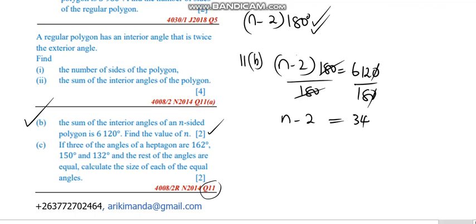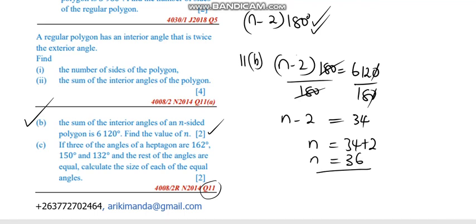Alright, what is the value of n? This one is a simple equation. You can safely say n is equal to 34 plus 2. Our n is equal to what? 36. This one is done. So part B of our question is done.